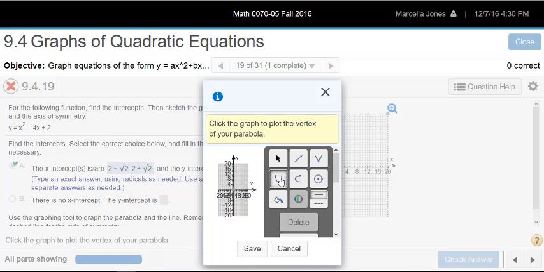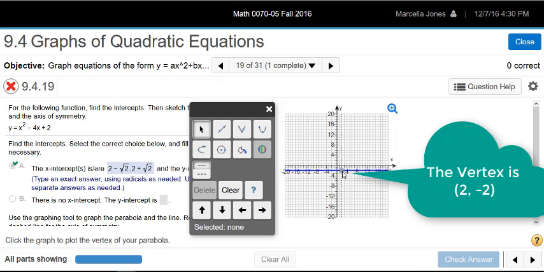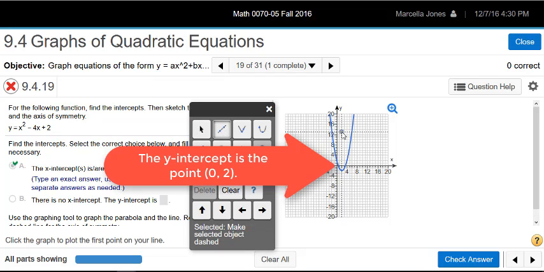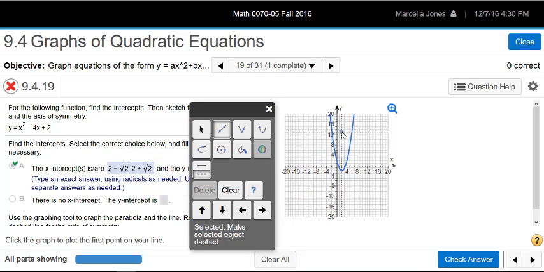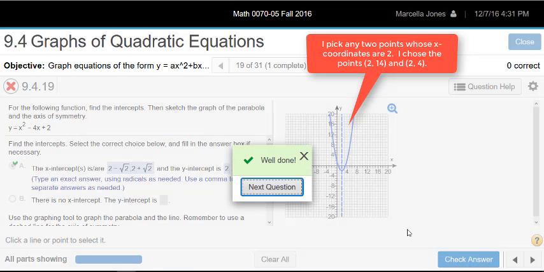So I go to the origin, and I plot the point. I move 2 units right and 2 units down, and that's my vertex. And now I'm going to plot the y-intercept, y equal to 2. And I'm now going to plot my axis of symmetry. So I pick the line tool, pick dashing, plot any 2 points whose x-coordinates are 2. So I plotted 2, 14 and 2, 4. And that gives me the axis of symmetry. And we're finished.